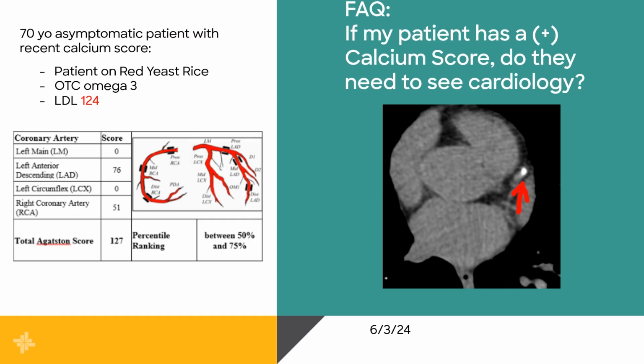So some frequently asked questions that I get, here's a good one. If my patient has a positive calcium score, do they need to see cardiology? Here's a 70-year-old asymptomatic patient, recent calcium score. They're taking red yeast rice, which in some cases may work to help lower cholesterol. In some cases, there's no active ingredients. Over-the-counter omega-3s, which, again, not a lot of data in helping with high LDL. And their LDL is 124, and their calcium score was 127. Put them in the mid-range, 50th to 75th percentile for their age.